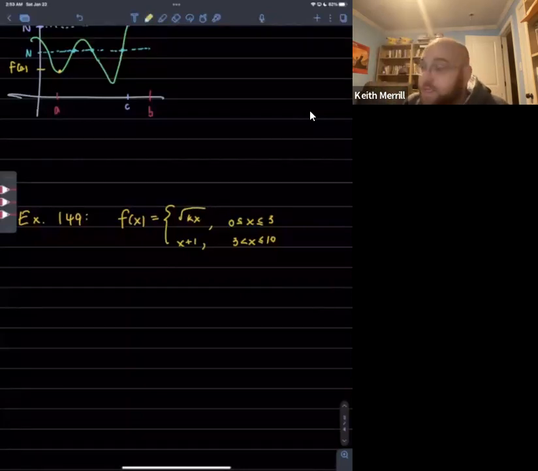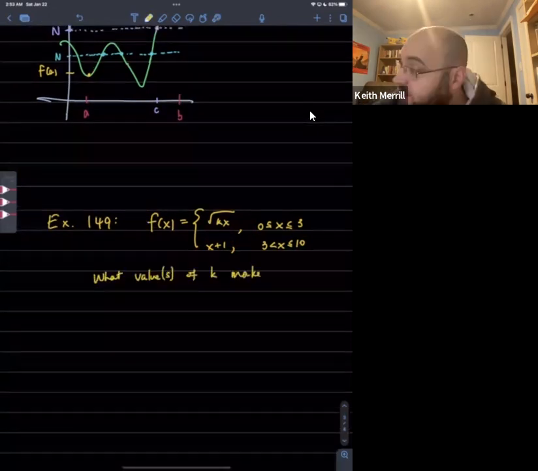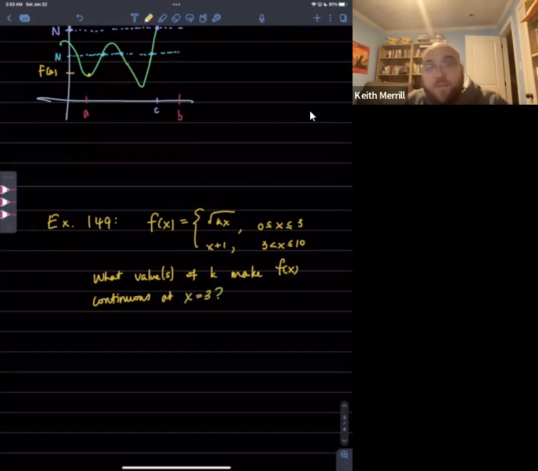There we go. So notice this function is defined between 0 and 10, and between 0 and 3, it's defined as square root of kx. K is a constant. We do not know at this moment what it is. That's what we're actually going to find. And from 3 to 10, it's defined as x plus 1. So the question is, what values of k make f of x continuous at x equals 3?